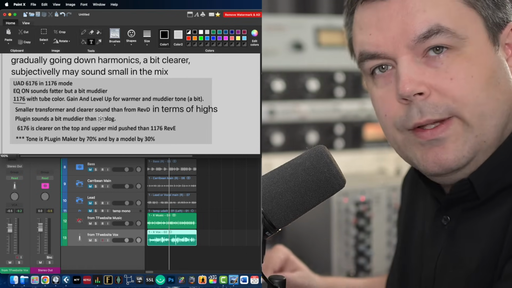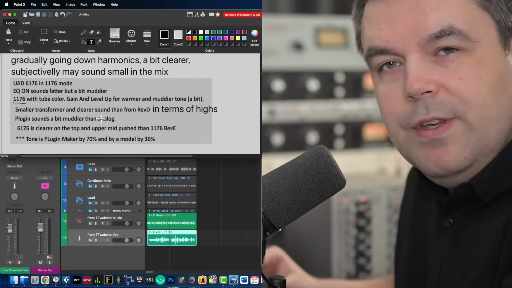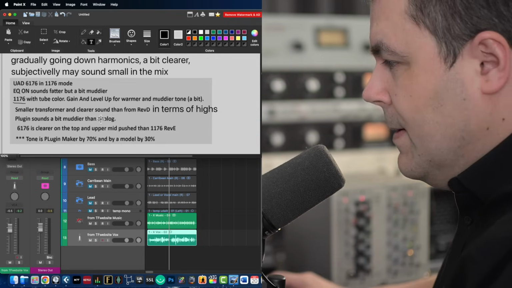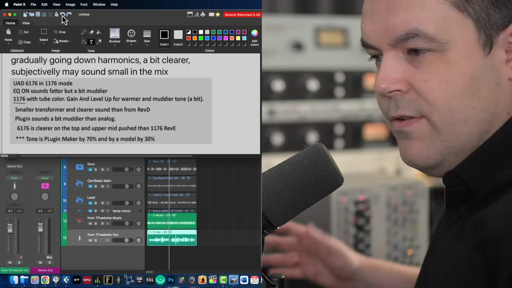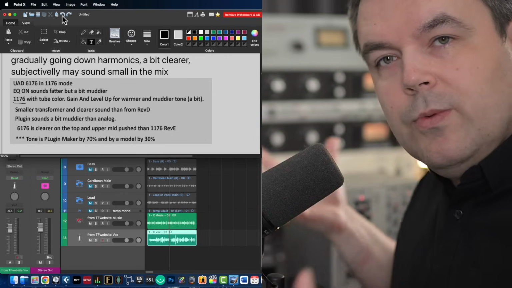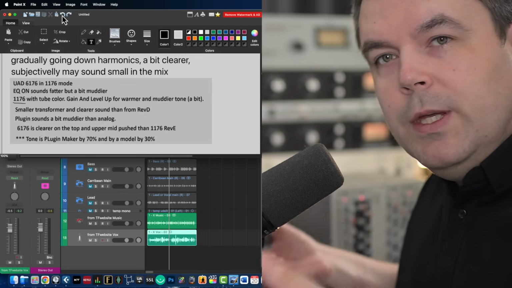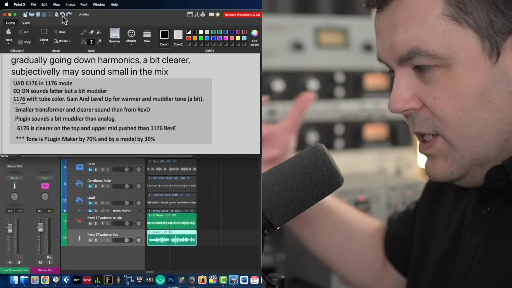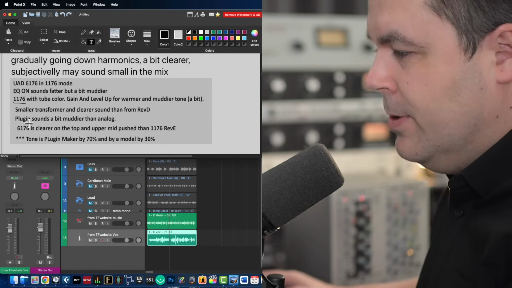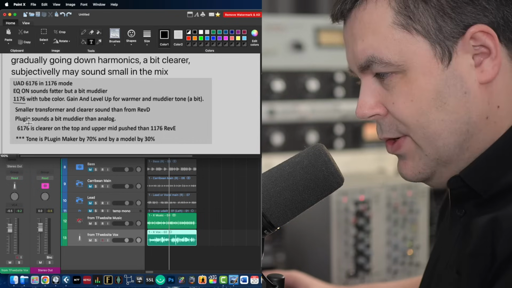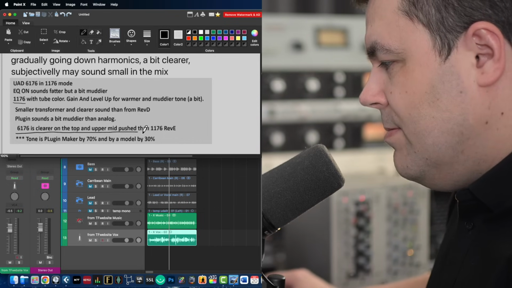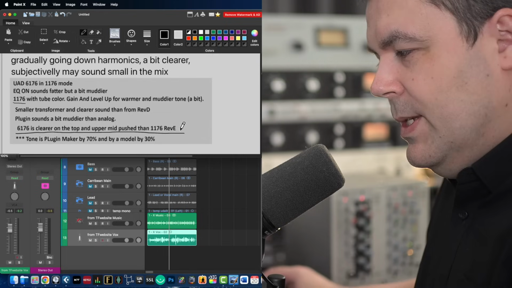When I use this channel strip, it actually didn't give me this feel of muddy sound. This plugin definitely gives me the feel of muddy sound. If I recorded my vocal with the microphone, maybe I had a bit too much proximity effect or room resonating with some low mids, those room resonances. This plugin actually sucks on those. Obviously you need much more equalization, or at least re-recording or changing to another compressor. 6176 is clearer on top and upper mids, pushed, than the 1176 Revision E.